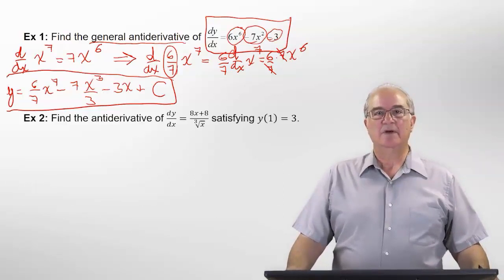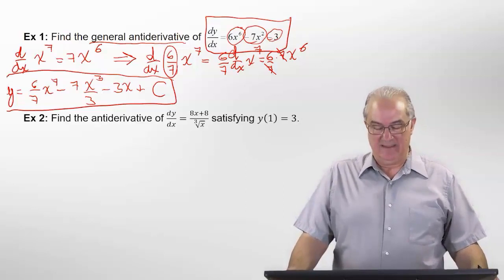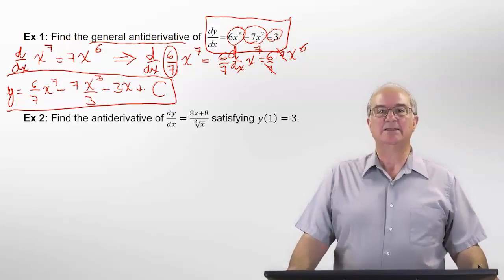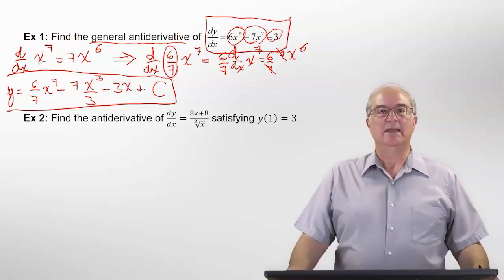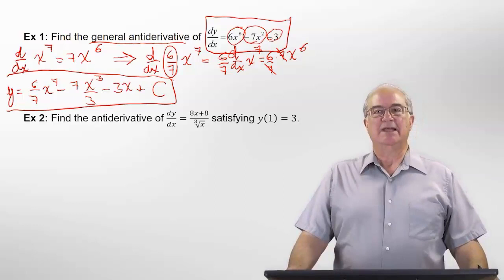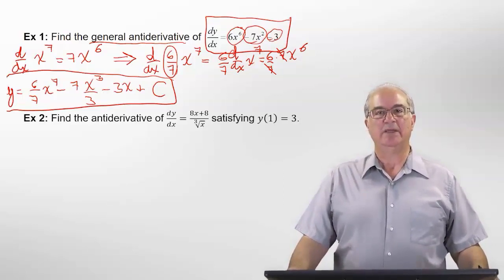So now we want to find the antiderivative of the function that is given as a derivative, dy by dx equal 8x plus 8 divided by the cubic root of x. And we want to satisfy a condition that y evaluated at 1 be equal to 3.